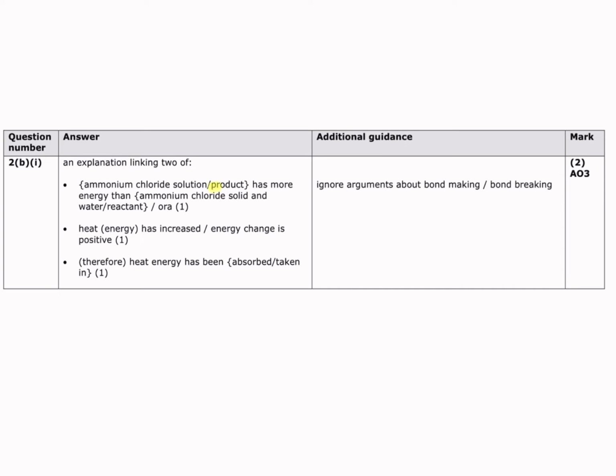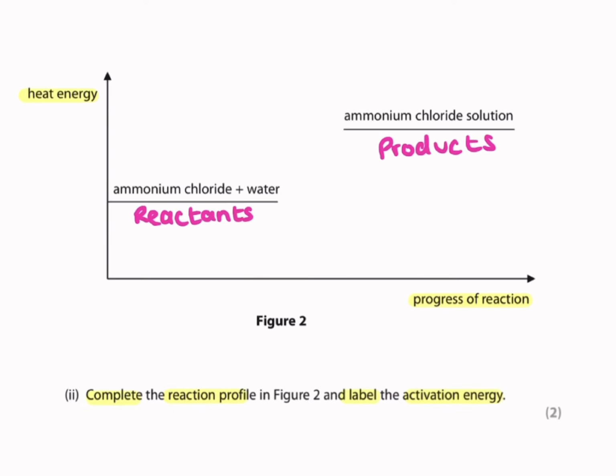Hopefully you had a go at that answer, and here is the mark scheme. You need to talk about the products having more energy than the reactants for 1 mark, heat energy increases for another mark, and therefore heat energy has been taken in for the last mark. It's only worth 2, so any 2 of those 3 would have mattered. Now it is AO3, which is an application question. You won't see that on the paper, but it basically means you need to refer to the question in your answer.